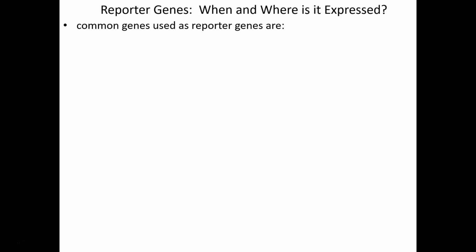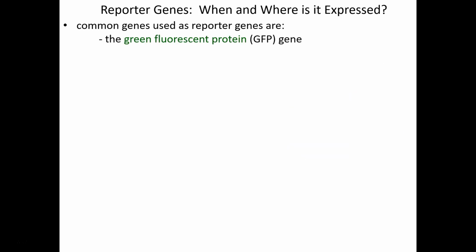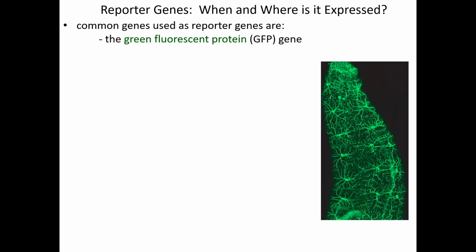So there are some common genes that are used as a reporter gene. Again, the reporter gene is the light bulb, the thing that we can easily see and detect. GFP is one of them. GFP stands for green fluorescent protein, and being a protein, it has a gene that encodes it. GFP, when expressed as a protein, fluoresces green under UV light.